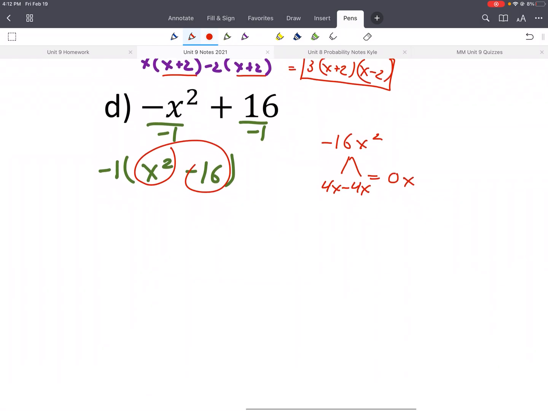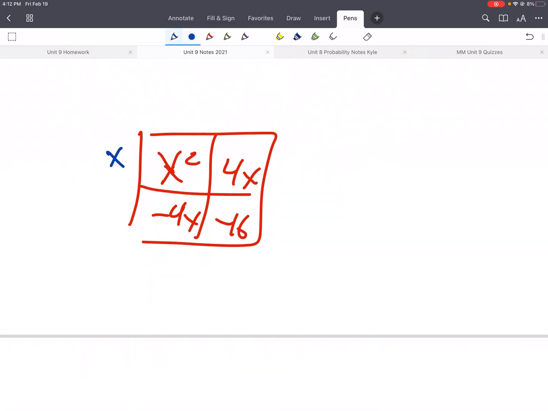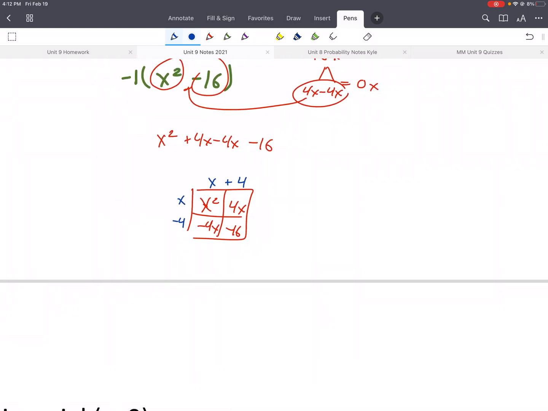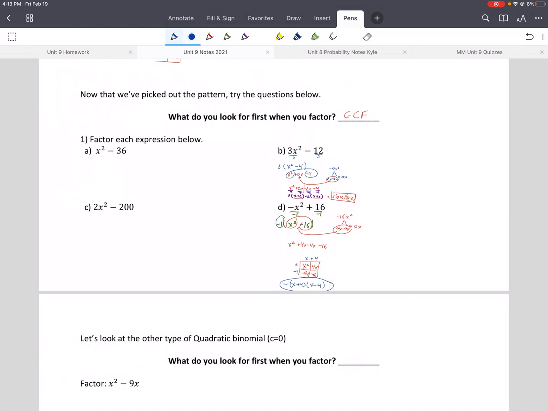So we would plug that in for the middle term. We get x squared plus 4x minus 4x minus 16. And this time I'm going to use the box method. So x squared, 4x, minus 16. Looks like we could take out an x and a negative 4 and an x and a positive 4. So we would have x plus 4, don't forget the greatest common factor that we took out, and then x minus 4. All right, so that is factoring quadratic binomials when the middle term is missing.